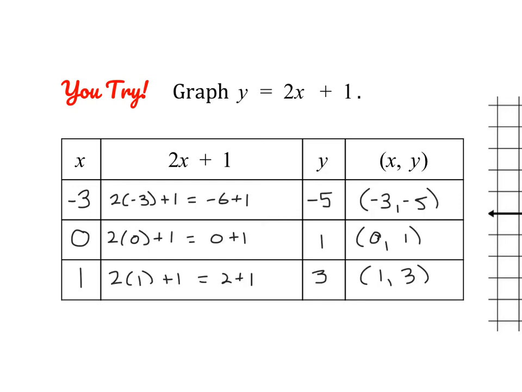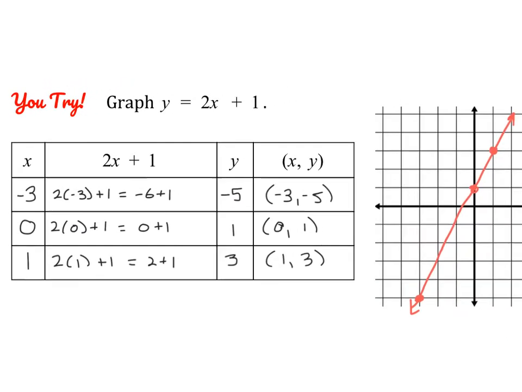Okay, let's go ahead and check. Like I said, you might have picked different x values, but if you picked these x values, you should get these exact y values. So we got negative 3, negative 5, 0, 1, and 1, 3. Remember here you need to multiply first to get negative 6 and then add. Negative 6 plus 1 is negative 5.